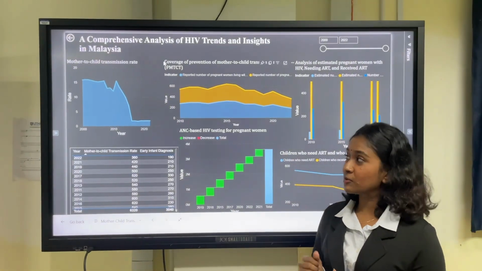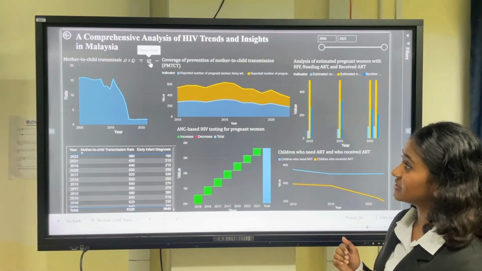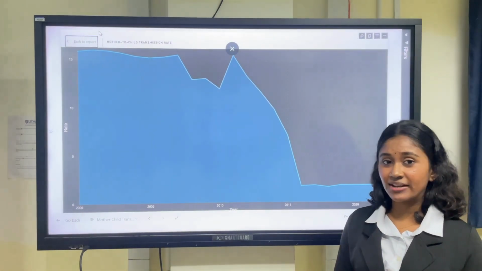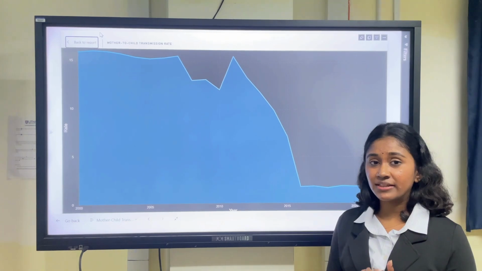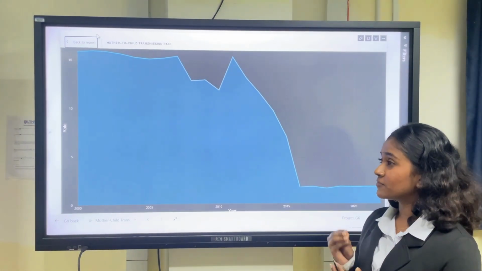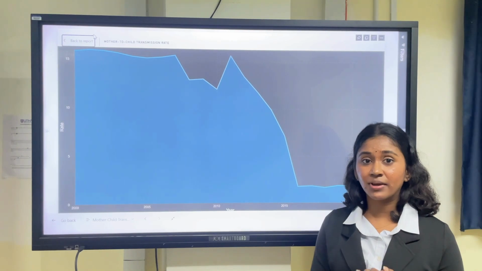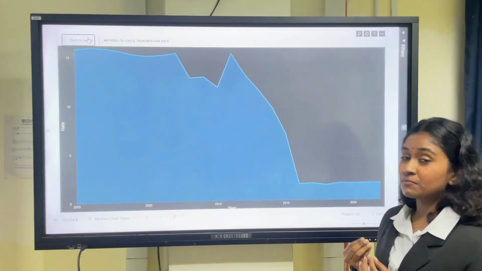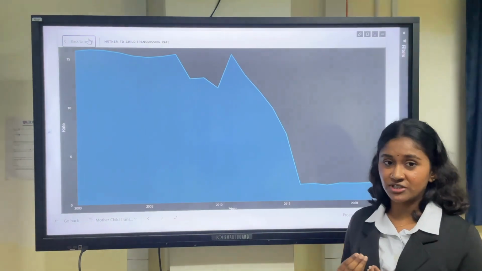Okay, now I would like to go to the next slide, which is the mother-to-child transmission. If you have seen just now, my friend has explained about the HIV deaths among children from the age group of 0 to 19. The age group of 0 to 4 has the highest deaths compared to other age groups. Why is it?